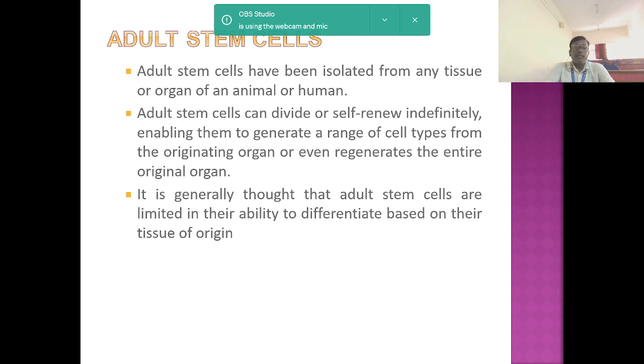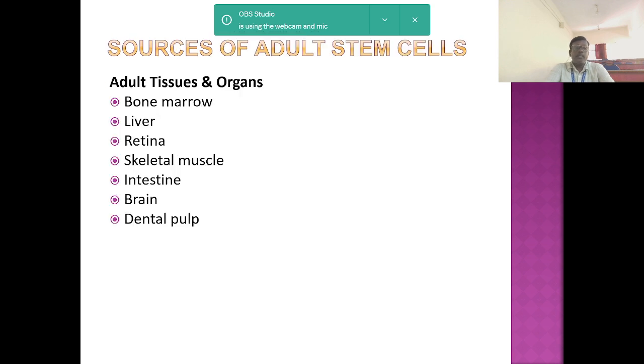Adult stem cells are isolated from any tissue or organ of an animal or human. Adult stem cells can divide or self-renew independently. It is generally thought that adult stem cells are limited in their ability to differentiate based on their tissue of origin. Sources of adult stem cells are bone marrow, liver, retina, skeletal muscle, intestine, brain, and dental pulp.